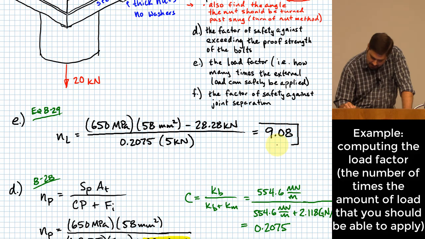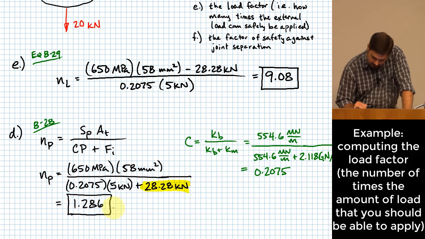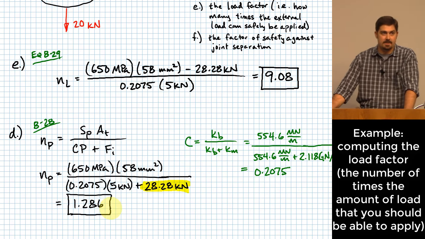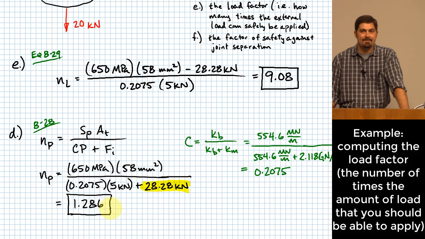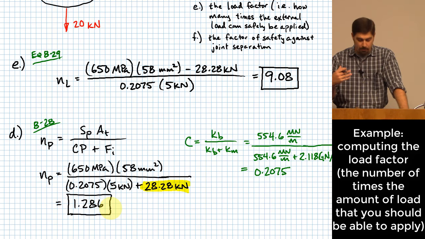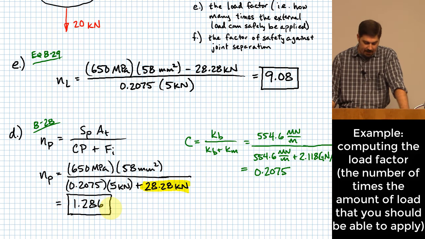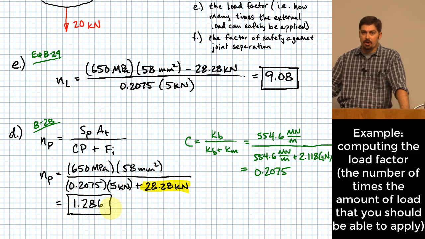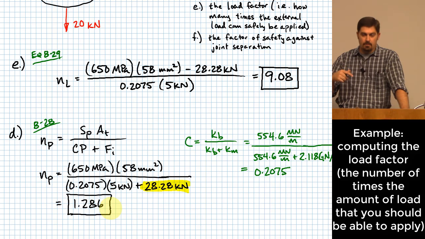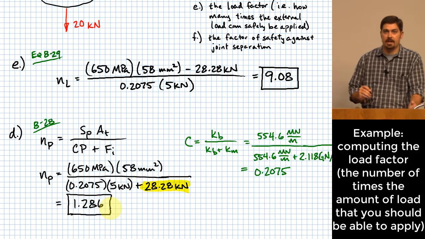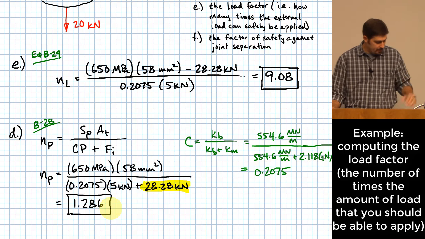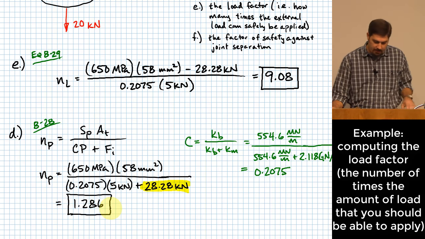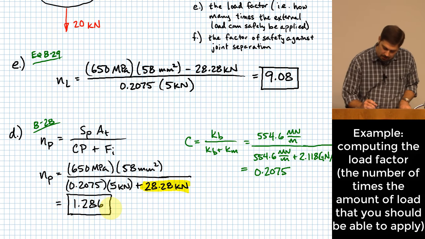Isn't that interesting that that is so much different than the factor of safety you have against proof strength? Why is this? Probably the best way to say it is that the proof strength number takes into account all of this preload, and it doesn't take into account that when you apply additional load, not all of that additional load goes into the bolt. Whereas the loading factor does take that into account. So we end up with a 9.08 for our load factor.